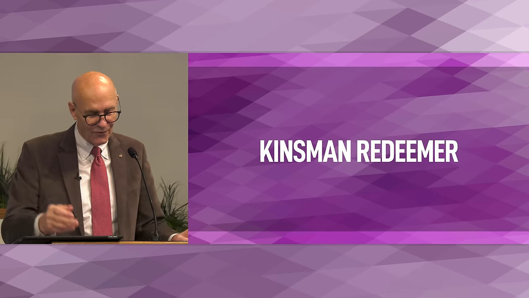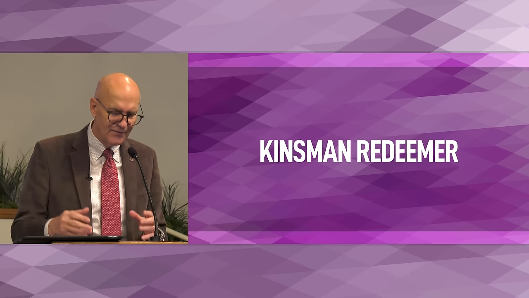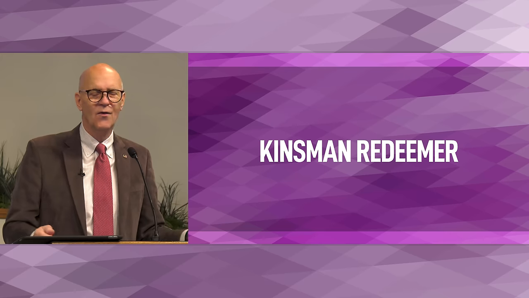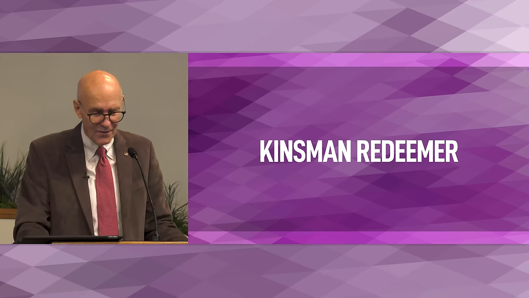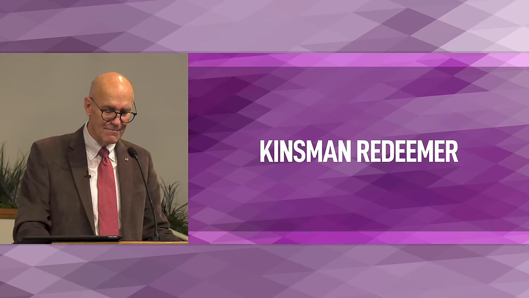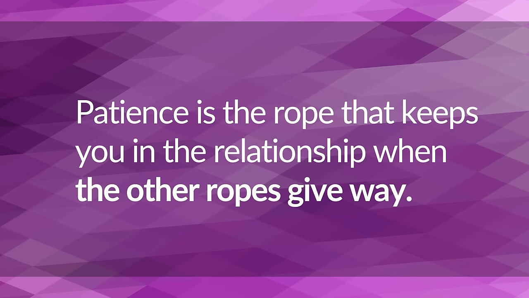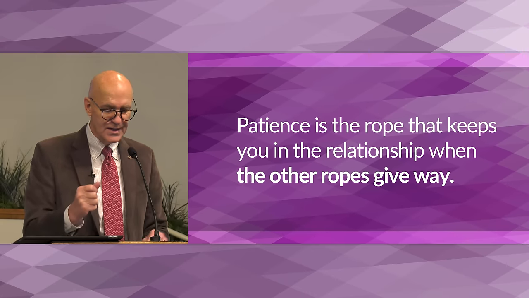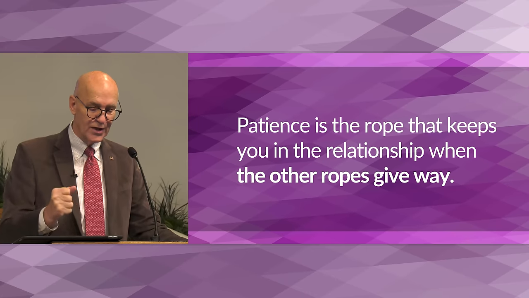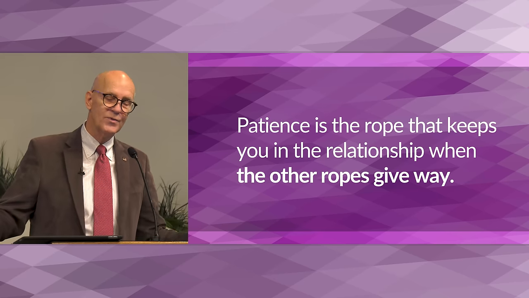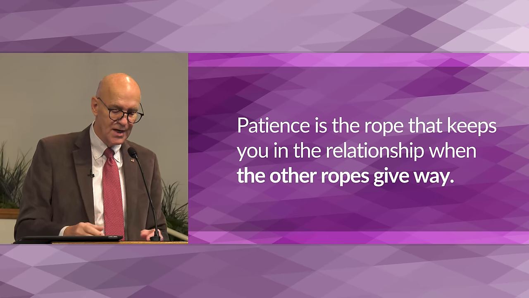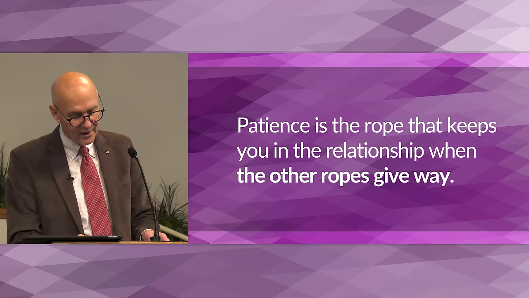I've also learned, and I mentioned before, when two flawed, imperfect, sinful people are in a relationship, there are going to be offenses. I mean, it's a sure thing. There are going to be offenses, 100% certain. I've also learned that patience is often the ingredient in a relationship that maintains balance when things get difficult. If loyalty is the rope that binds you closer together, patience is the rope that keeps you in the relationship when all the other ropes give way. Patience is the safety rope when the others fail.